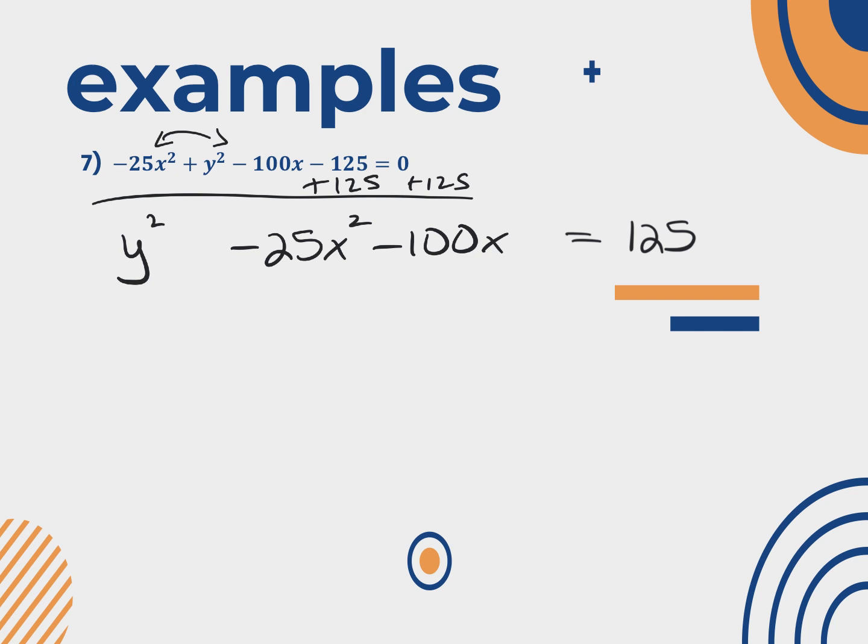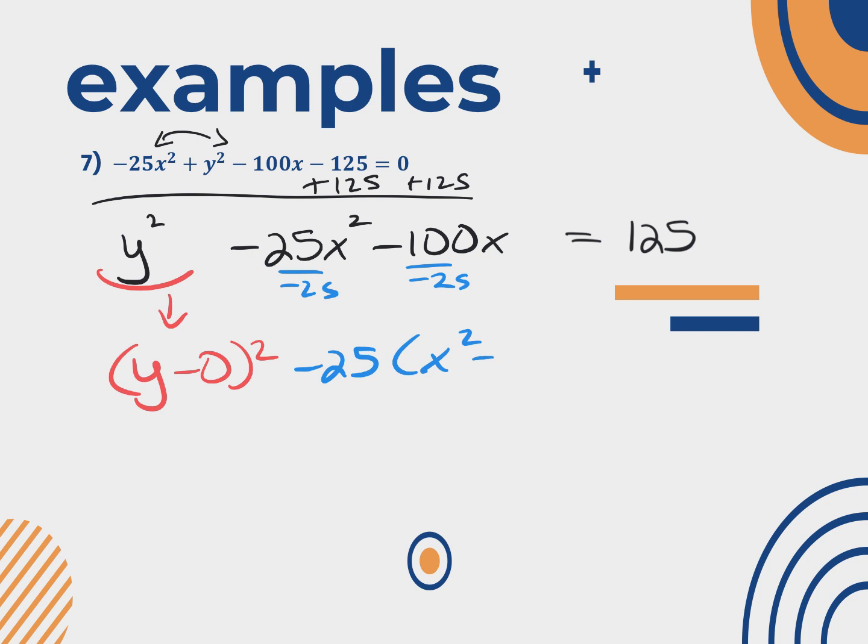So for the y, again, notice there's no b term here. So this is actually just going to factor into y minus 0 squared. For the blue, remember the coefficient in front has to be a 1. So I have to divide both of these by the negative 25. So then I get negative 25 x squared minus 4x, leave a blank space, equals the 125.